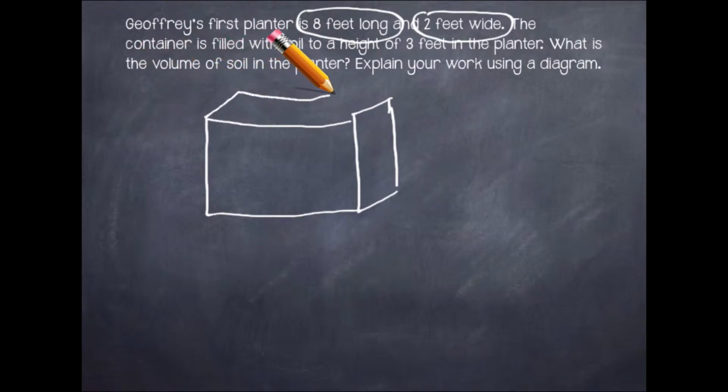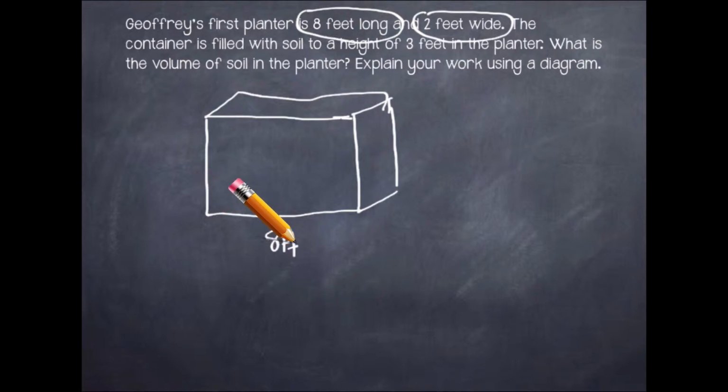So I'll get my planter going here, my saggy planter. Maybe it's been sitting out in the sun and the rain too long. But you can get the idea here. So here's my planter, and it's 8 feet long, he says. So we're going to put 8 feet here, and that's going to be my length down here, which is good. And it's 2 feet wide, so my 2 feet is going to be this little portion right here.